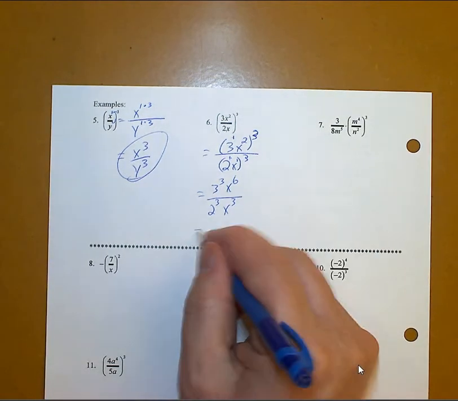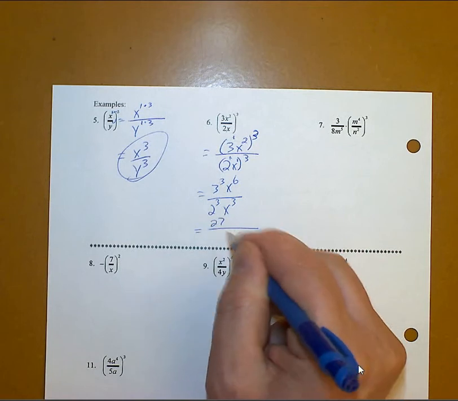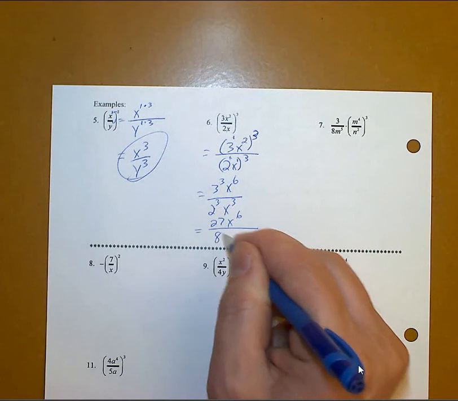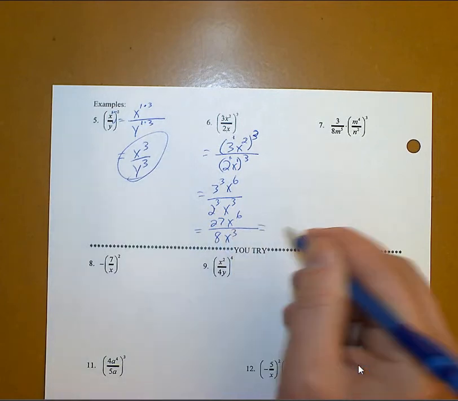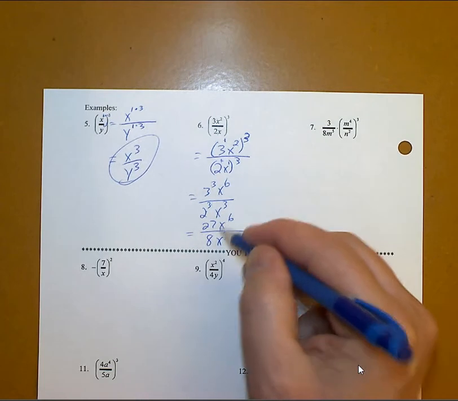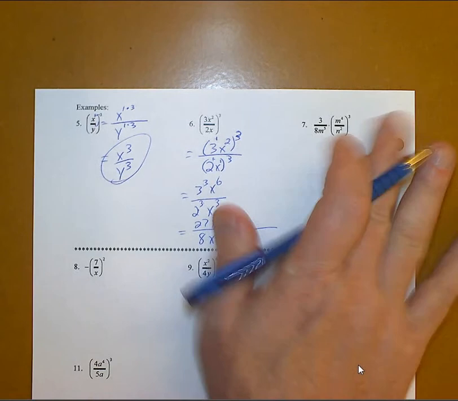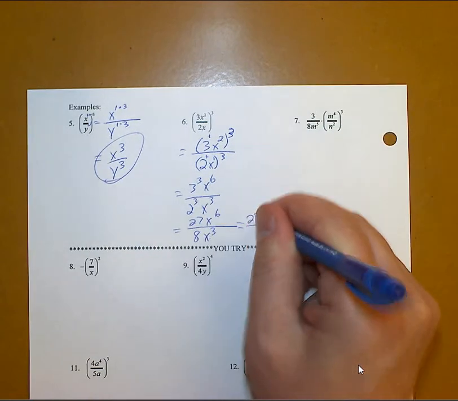Probably clean it up a little bit more. 3 cubed is 27. x to the 6th. 2 cubed is 8. I got x to the 3rd. I'm going to keep going over here. I got x's on the top and bottom. I only want them in one spot. So I would actually say 27 over 8. Can I do anything with that? Nope. That stays like that.